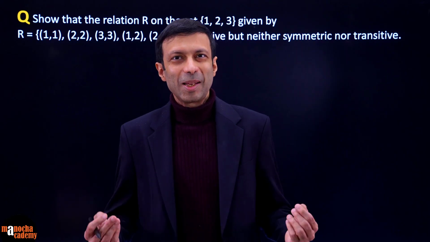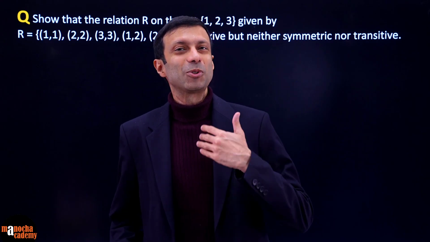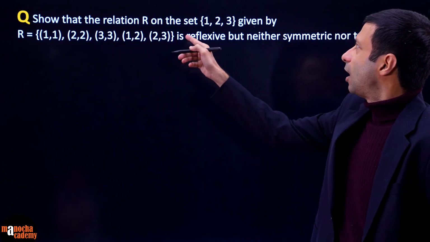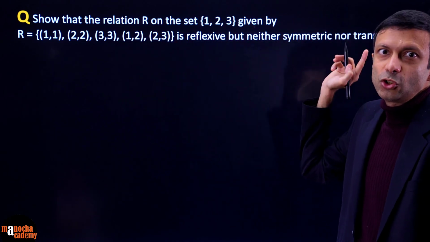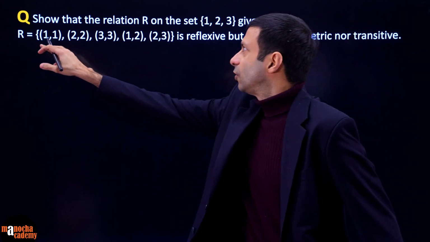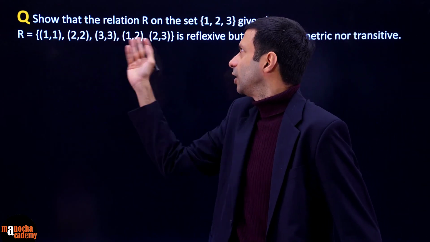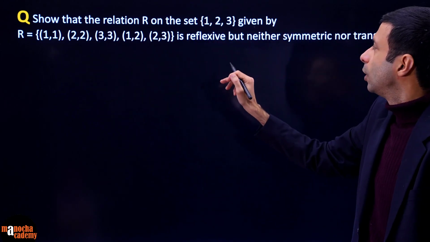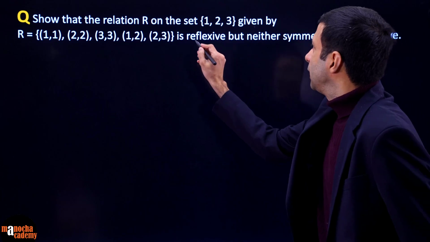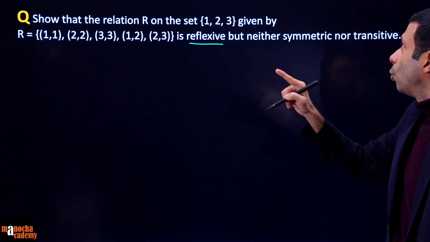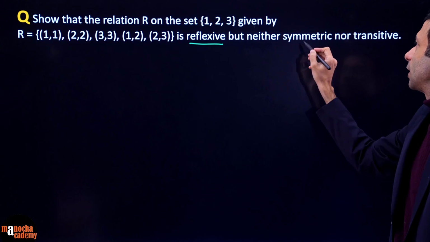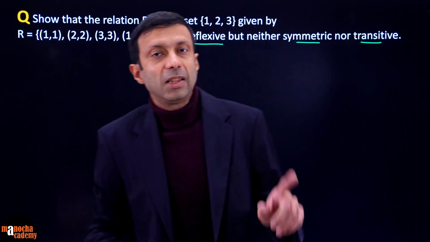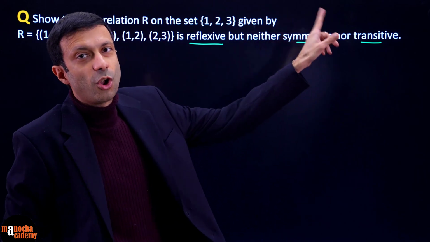Now that you know the concept of relations, let's practice some sums on this topic. Here's the first question. Show that the relation R on this set given to us, {1, 2, 3}, given by this relation. So we've been given a relation here and you can see it's in roster form, (1, 1), (2, 2) and so on. We have to show that this relation is reflexive, but note it is neither symmetric nor transitive. So what do we have to prove? That this relation is reflexive, but the relation is not symmetric, not transitive.